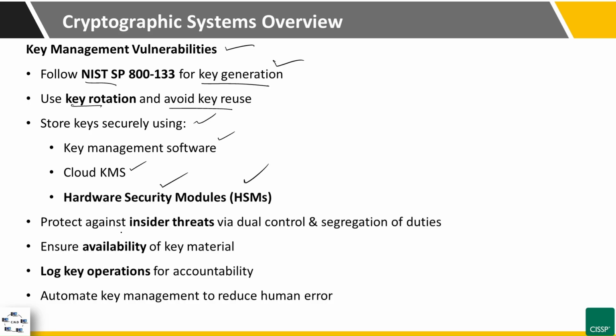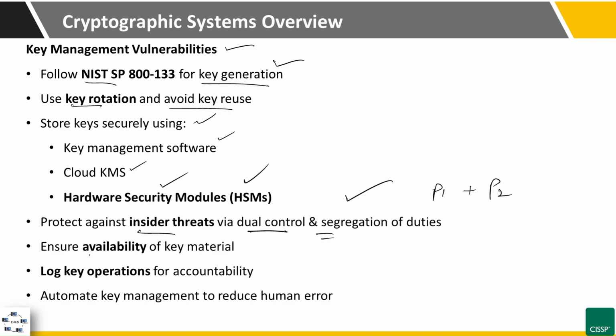Protect against insider threats via dual control and segregation of duties. As we stated, for example, you should not give the complete key to one person. Rather, you can divide it and give one portion of the key to, let's suppose, one person and another portion of the key to a second person, so that it takes at least two people to do encryption or decryption.